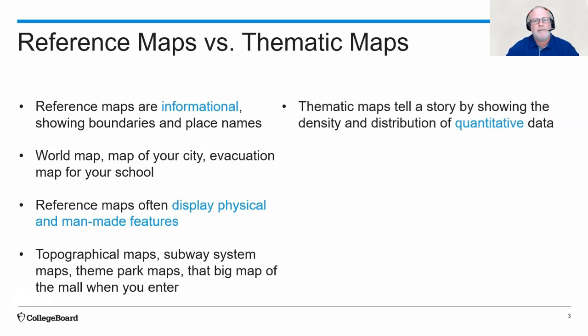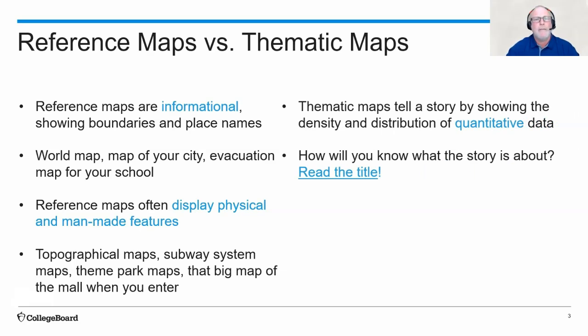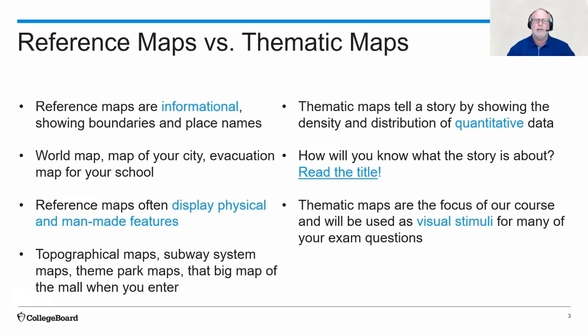But in our class, we're going to focus even more on what we call thematic maps. Thematic maps because they tell a story. They're going to tell us something about quantifiable data, something that could be numbered or measured. And when we say that it's a story, sometimes students will ask, well, how do I know the story of the map? Well, you read the title, kind of like you'd read the title of a book. So you're going to read the title of the map, and it's going to give you a clue as to what the quantifiable data is going to be shown on that map.